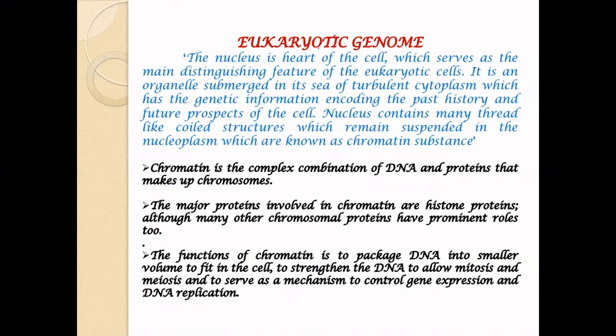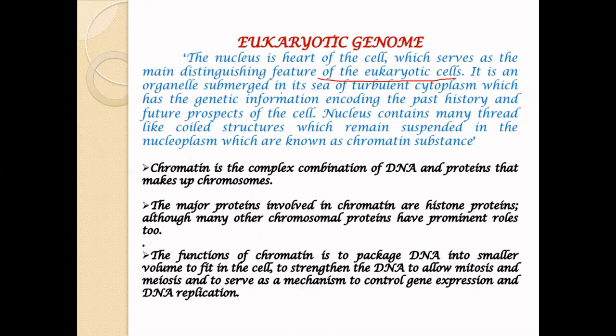So, in the eukaryotic genome, the nucleus is the heart of the cell, which serves as the main distinguishing feature of eukaryotic cells. The nucleus is an organelle present inside the cytoplasm, and the nucleus itself has a jelly-like substance or liquid material inside it, and we call it the nucleoplasm. If we combine the nucleoplasm and the cytoplasm, we get protoplasm.